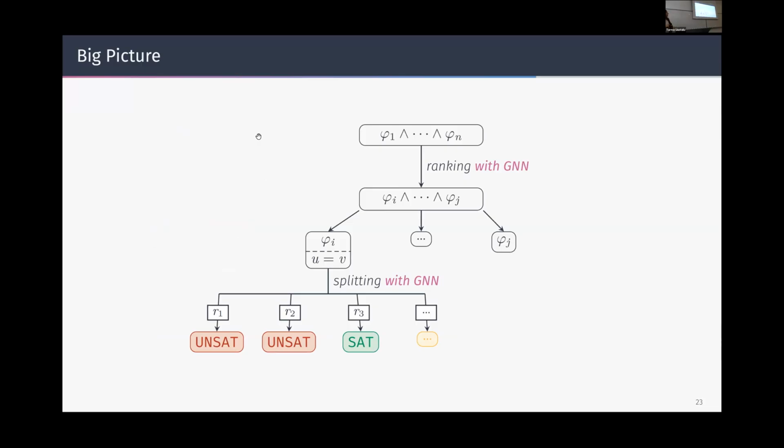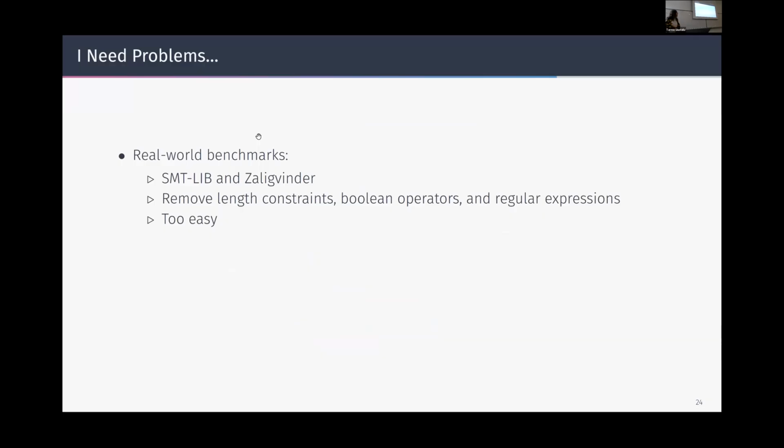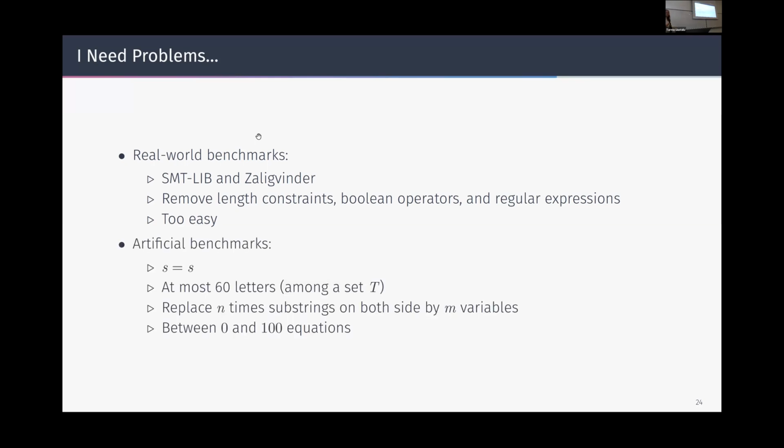So this is what we did, and in order to test our method, we did some experiments. We started with the benchmarks from SMT-LIB and the Binder. But since Dragonly was quite simple, we don't manage things like length constraints, Boolean operators, and regular expressions. And so our final benchmark was too easy. So we had to generate our own benchmark.